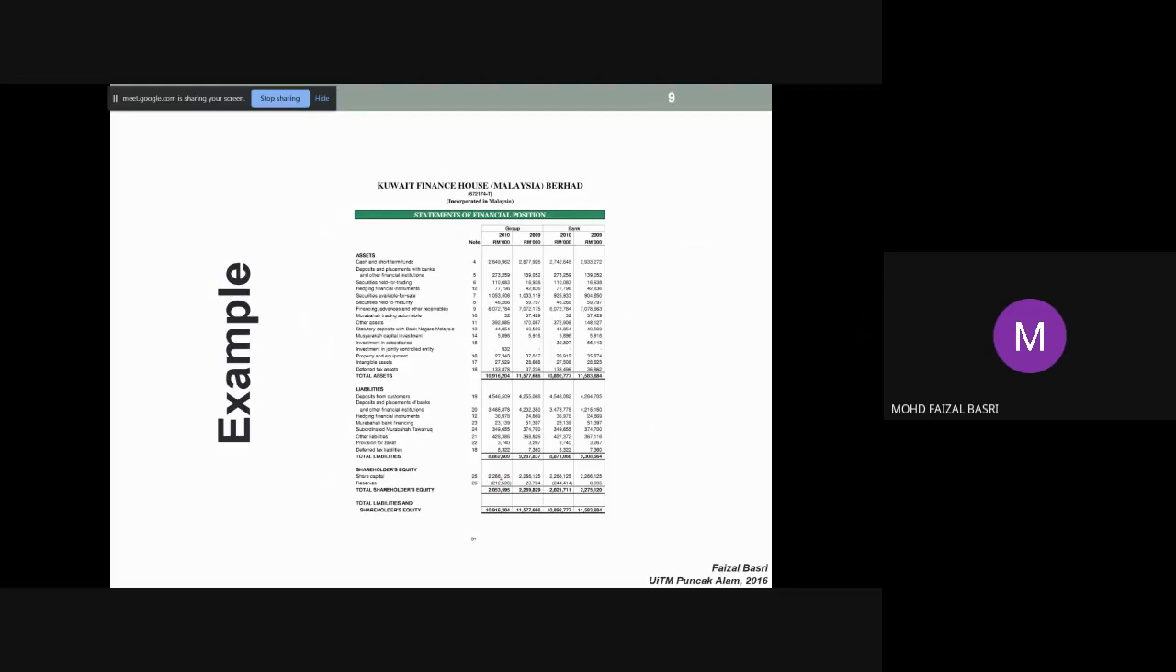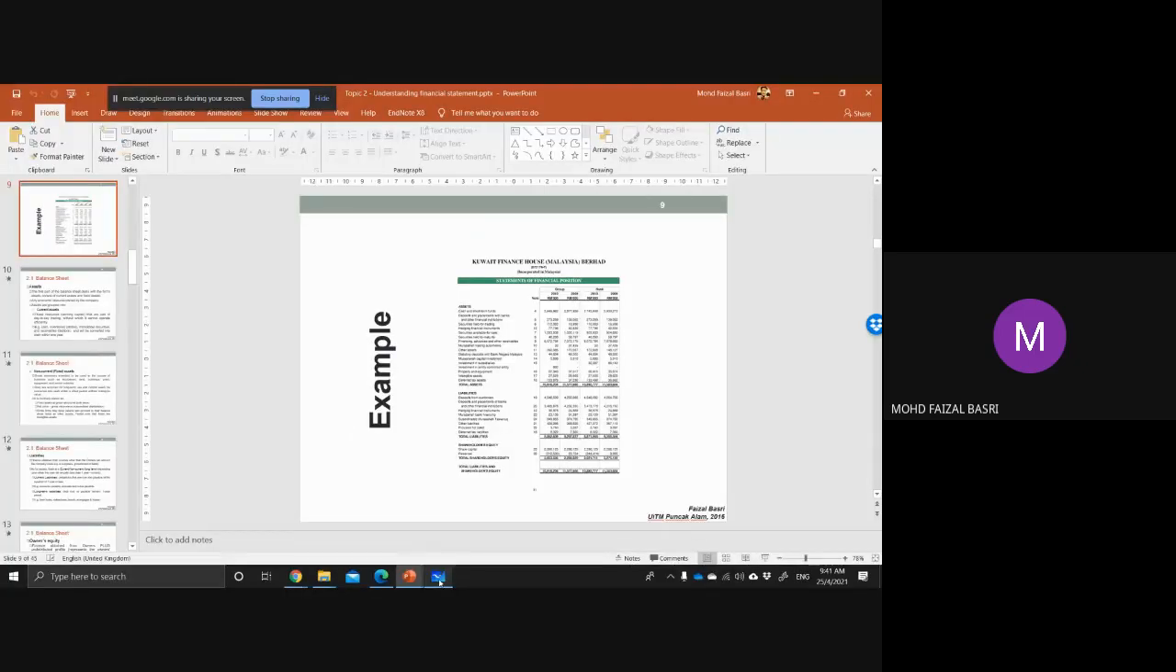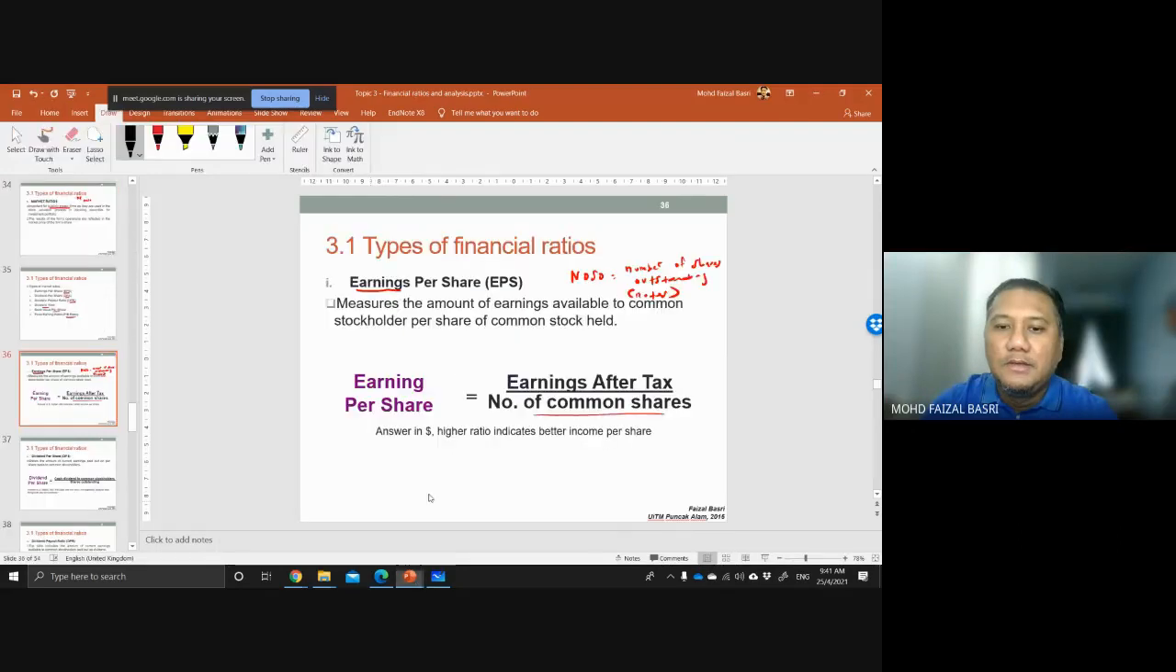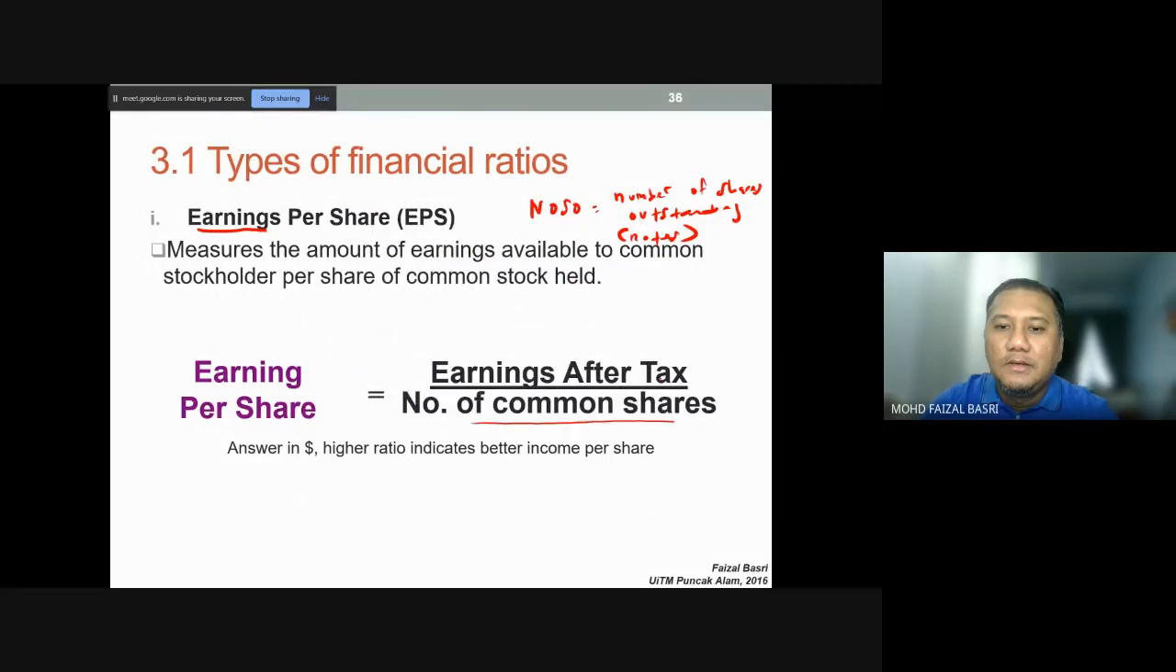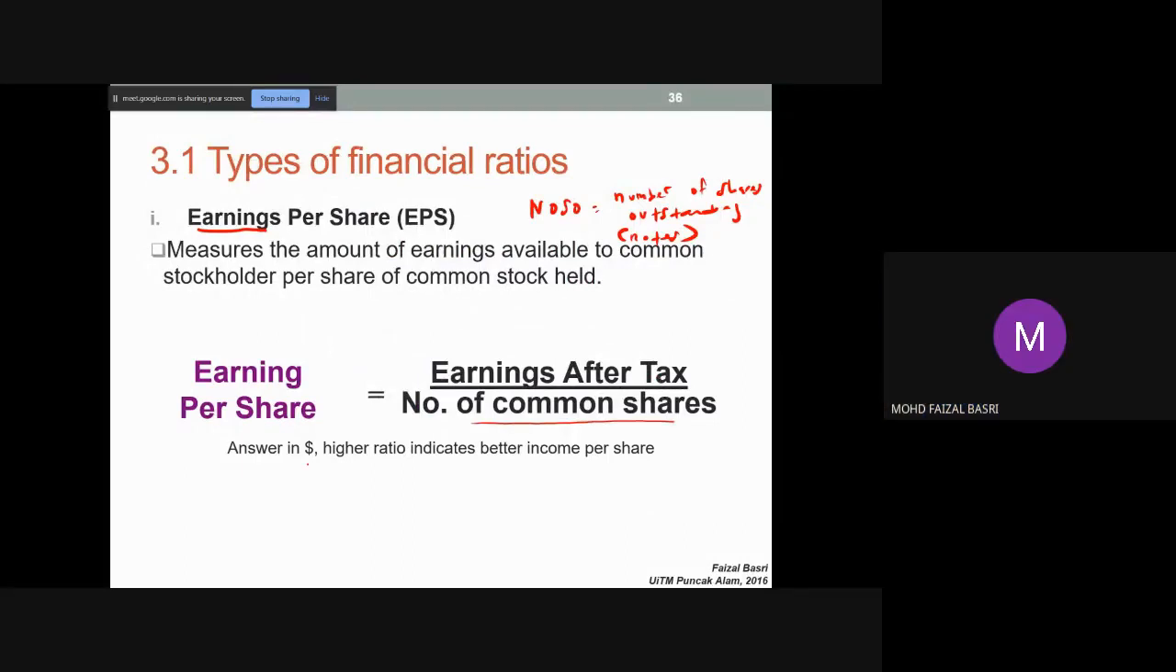So to know the number of shares outstanding, you might want to look at note number 25. The notes are at the back. So look for notes to financial statement number 25. There it will explain how many shares outstanding, multiplied by the par value, giving this amount, 226,125 for example. So that's where you need to find the NOSO, the number of shares outstanding. Net profit you can get again from the income statement. So the answer is in ringgit, not in dollar sign.